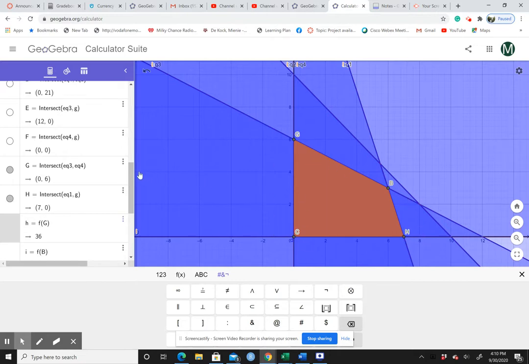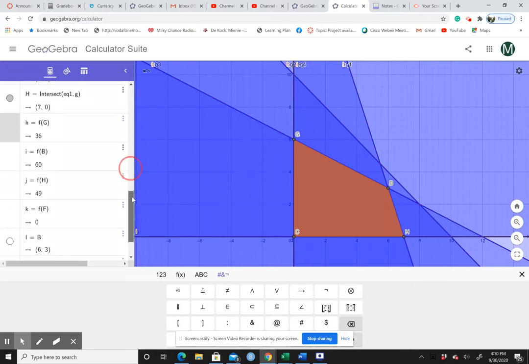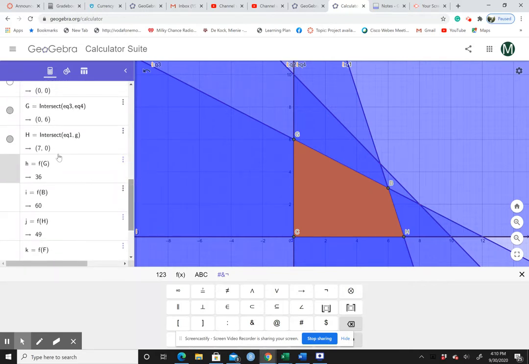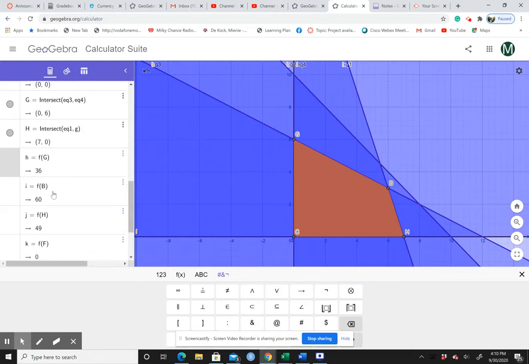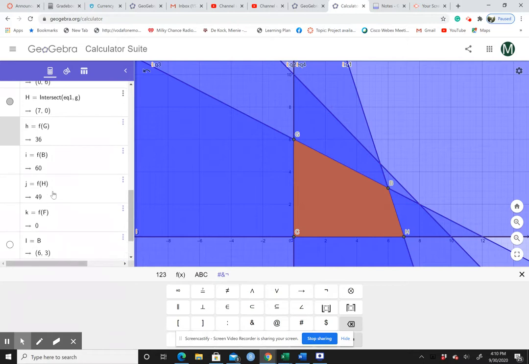And so now I just want to plug those in. So I'm going to go ahead and say, for example, f of g. Let's see what that gives me, 36. f of b, what does that give me? 60. f of h, 49. f of the point f gives me 0 over here.